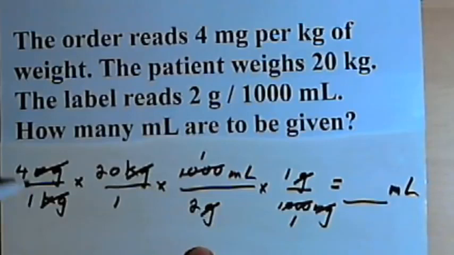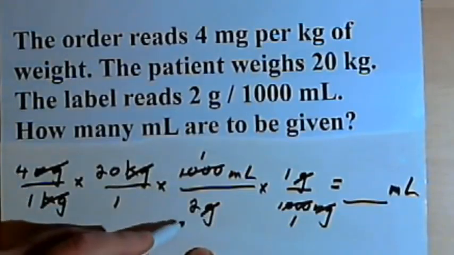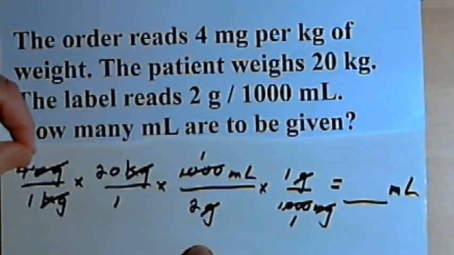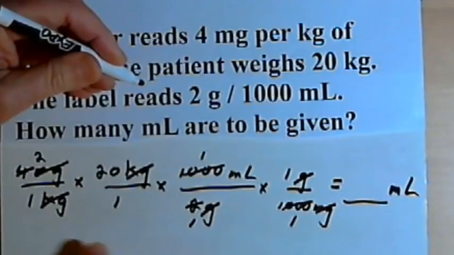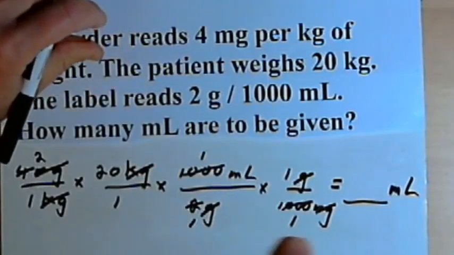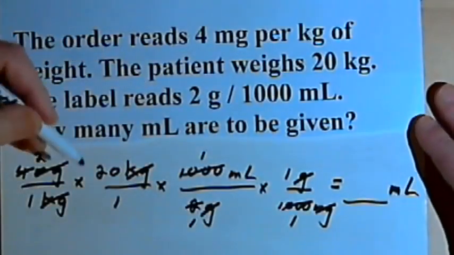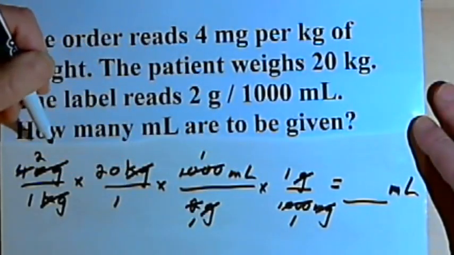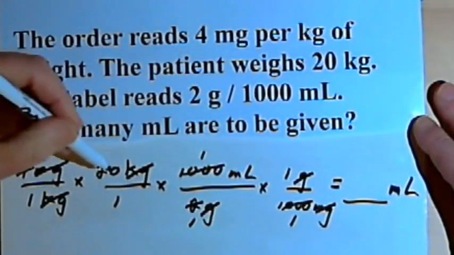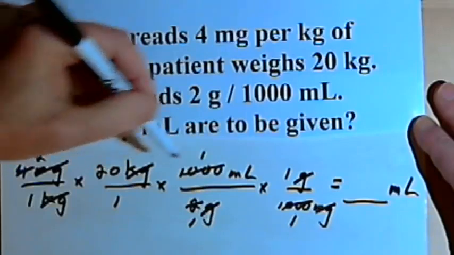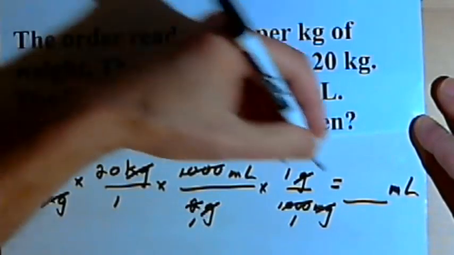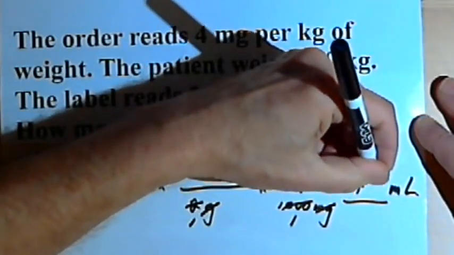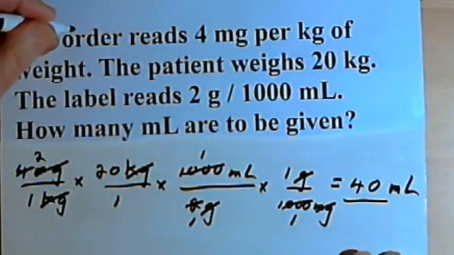Let's keep simplifying. I've got a 4 here in the numerator and a 2 in the denominator, so I'll divide both of those by 2. So it's going to be 4 divided by 2 is 2, and 2 divided by 2 is just 1. At this point, I've got only 1s in the denominator, so all we have to do is multiply across the numerators to get the answer. That's 2 times 20 is 40, times 1 milliliter is 40 milliliters, times 1 is still 40 milliliters. So the answer here is going to be 40 milliliters.